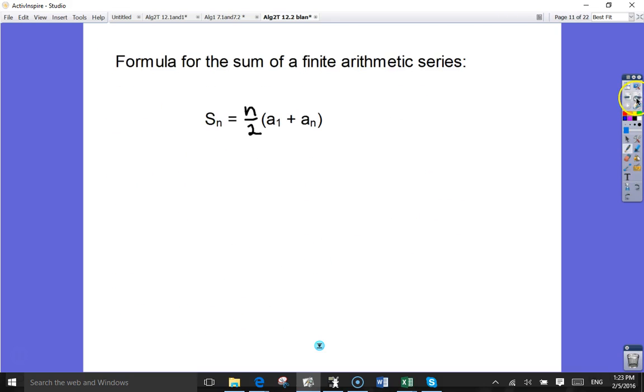Oh, that's wrong. Okay. So now we also have a formula to find the sum of an arithmetic sequence. Capital S stands for sum.